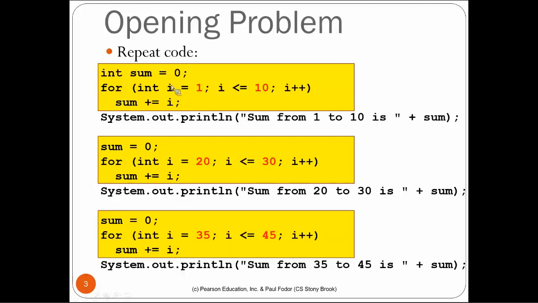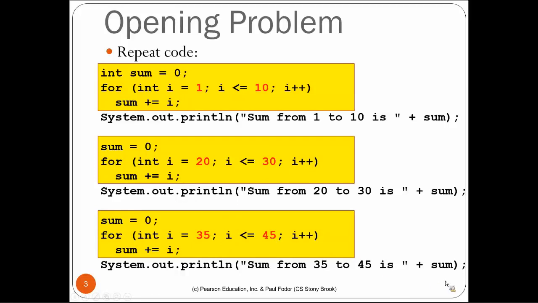We define a sum equal to 0. We iterate with the variable I, the loop continuation variable, starting with 1, up to and including the value of the upper range, like 10. We increment the sum with that value, after which we print the sum. And we would implement exactly the same algorithm again for computing the sum of the numbers between 20 and 30, and again between 35 and 45.